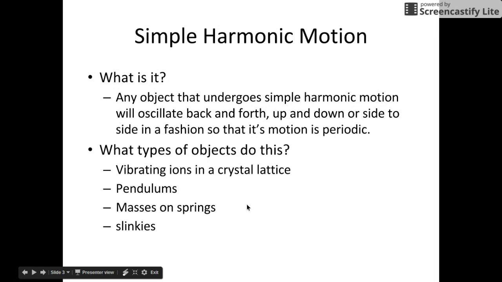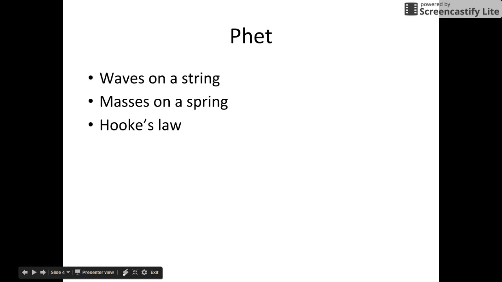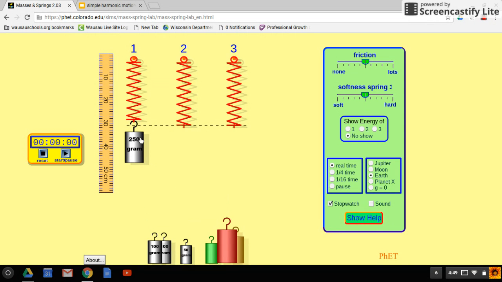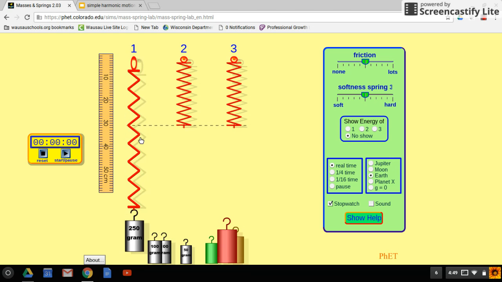In fact, we're going to do some examples with some masses on springs to kind of think about this. So let's do that right now. I'm going to use this simulation here, and we're going to talk about some masses on the spring. If I put this mass on the spring, let's notice what happens. It's going to stretch the spring out, and then it goes up and down, up and down, until it eventually dies out.